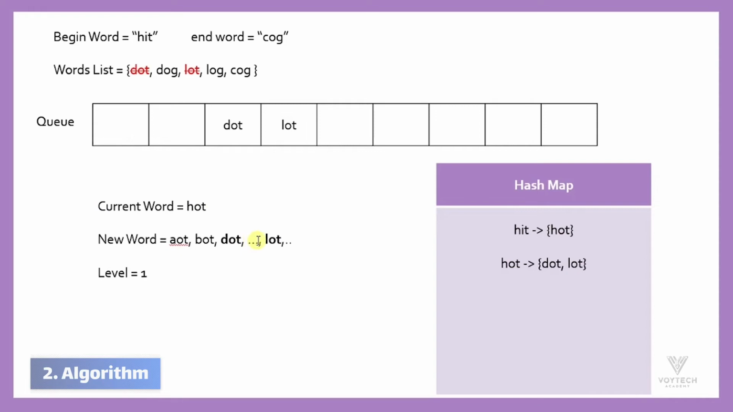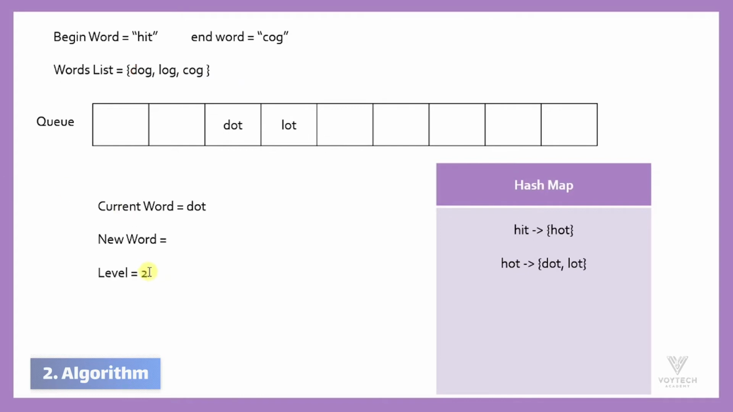We do the same thing until we get to lot. So here we also have another matching pattern. And so we mark it as visited and push it to the queue and also store it in the hash map. We're still on level 1, by the way. So after that, we do the same thing with the third letter, but we don't find any matching pattern. So we move on to the next word.